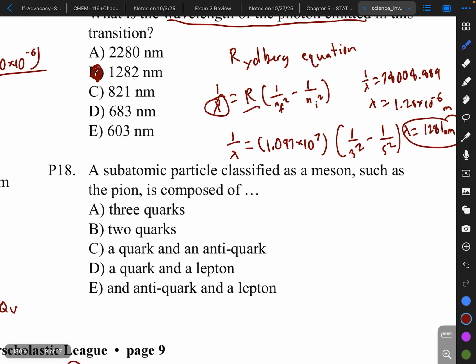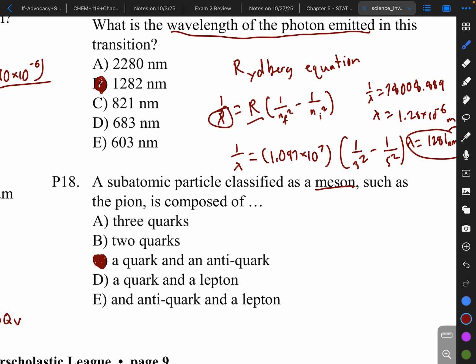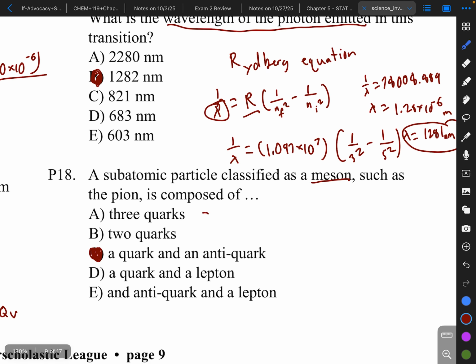18 is our quantum dynamics question, and we're asked to find what a meson is composed of. Mesons are composed of a quark and an antiquark, and are not to be confused with baryons like our protons and neutrons. Baryons are composed of 3 quarks, so do not get that confused. So the answer to this question would be C.